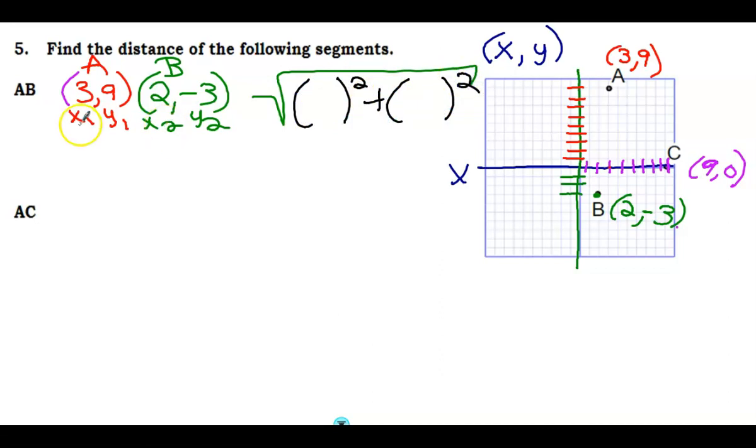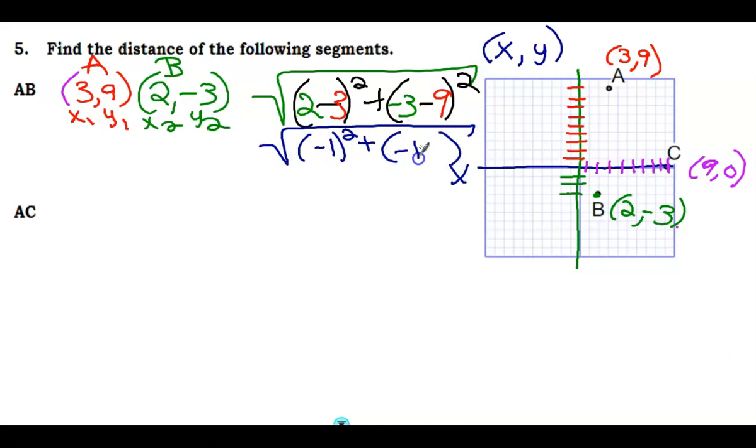So I have 2 minus 3. Those are the x's. Then I do the same with my y's. Negative 3 minus 9. There's a minus in between. So 2 minus 3 is negative 1 squared. And negative 3 minus 9 is negative 12 squared. So negative 1 squared is 1. Negative 12 squared is 144. When I add it together, I get 145.